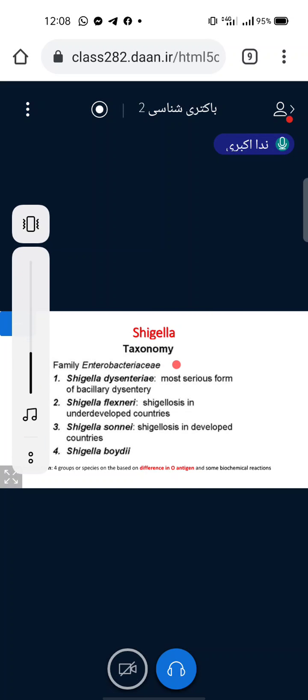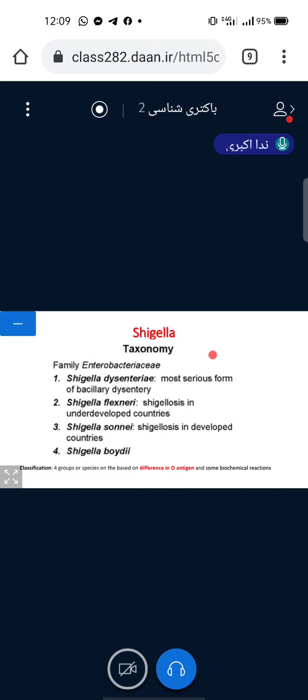Let me speak about Shigella, one of the other important members of Enterobacteriaceae. This is like Salmonella, very pathogenic, very virulent, and the infection dose of this bacteria is low. It means a small number of bacteria can enter your body and make you sick.